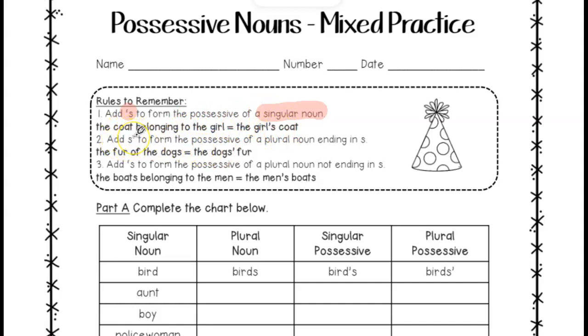Add S apostrophe, it's after, to form the possessive of a plural noun. Sorry, highlight the S apostrophe ending in S. So if it already ends in S, then we put the apostrophe after. And finally, rule number 3. Add apostrophe S to form the possessive of a plural noun. So that is more than one, not ending in S. So men refers to more than one man. So that is many, that's plural. But it has an apostrophe S because it does not end in an S.